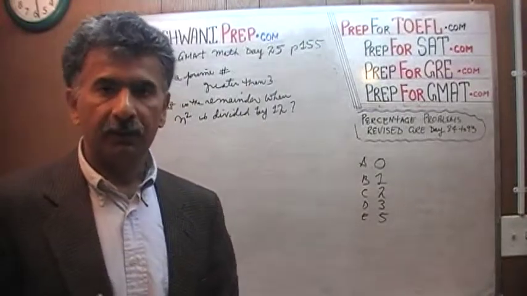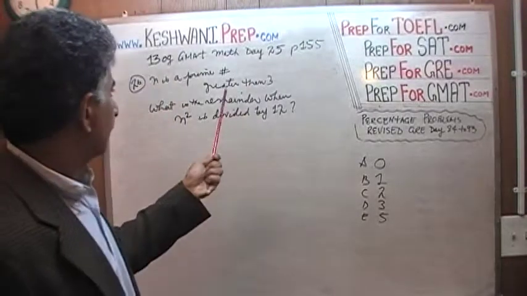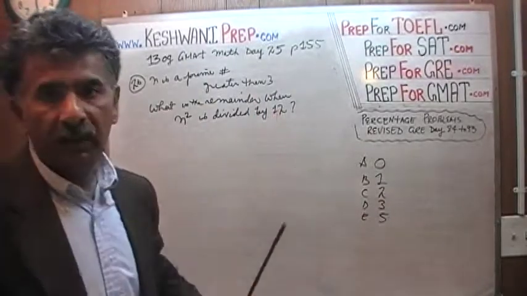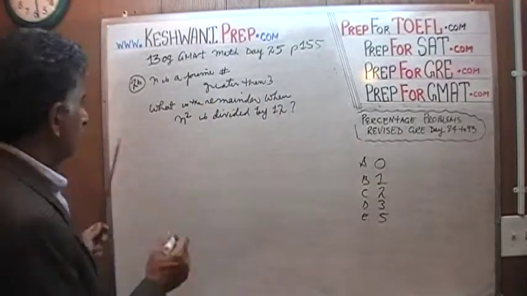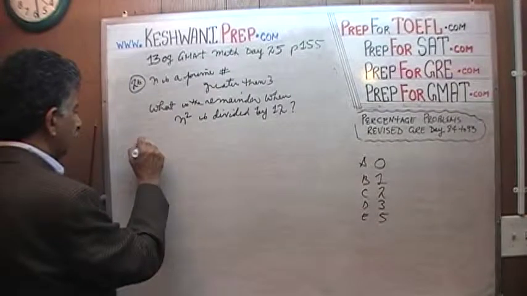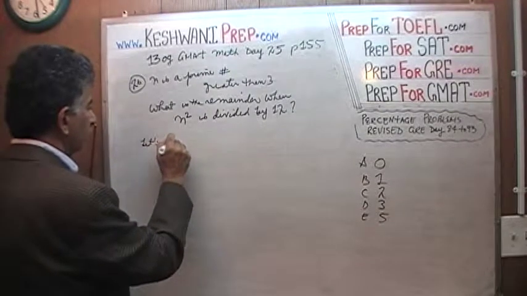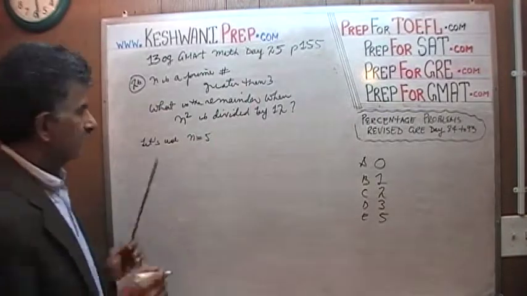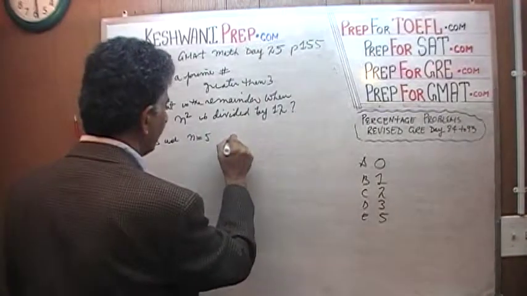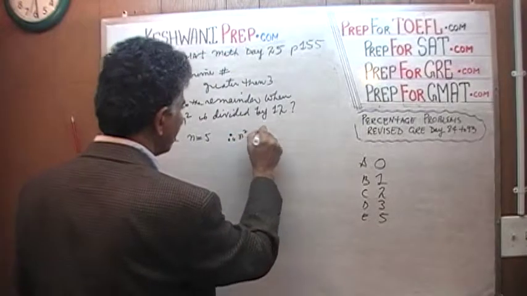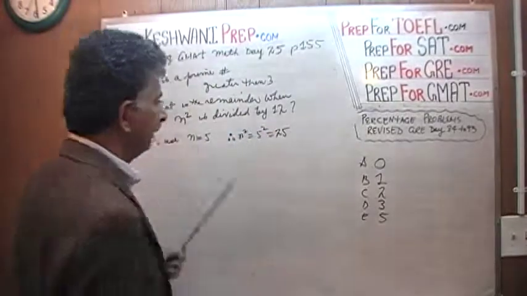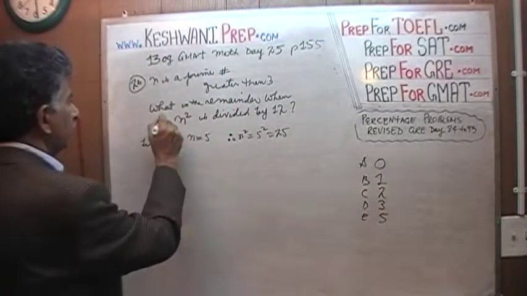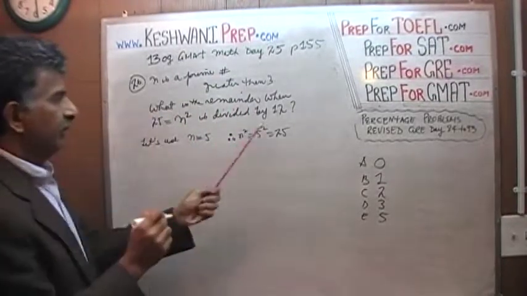So the simplest and easiest way to tackle this problem is simply to pick a prime number greater than 3, divide that number by 12 and see what happens. Let's use n equal to 5, because 5 is a prime number and is greater than 3. Therefore n squared, which is 5 squared, would be 25. And the question simply is, what is the remainder when 25 is divided by 12?